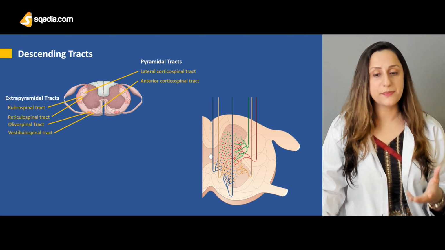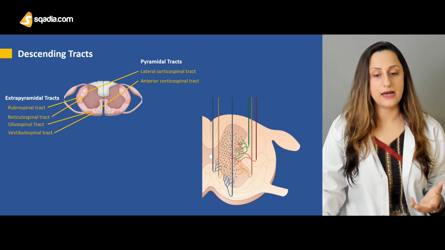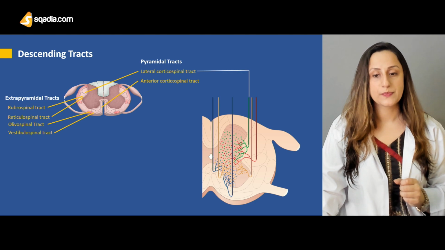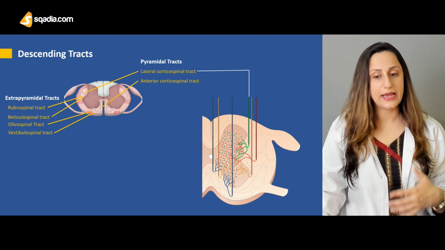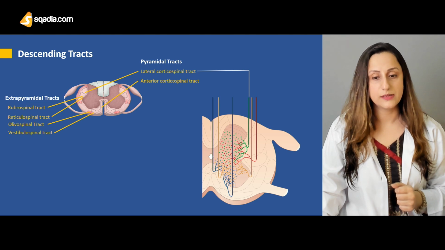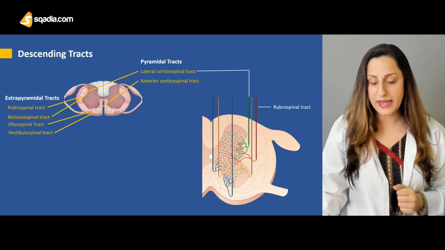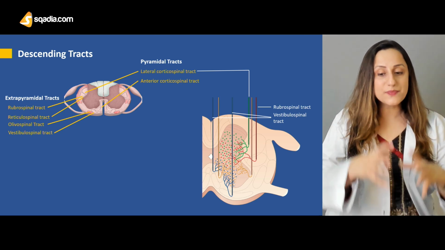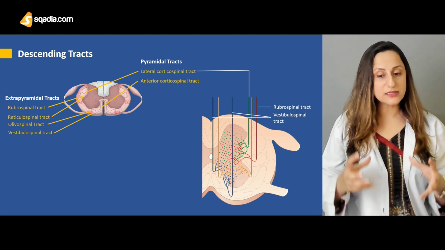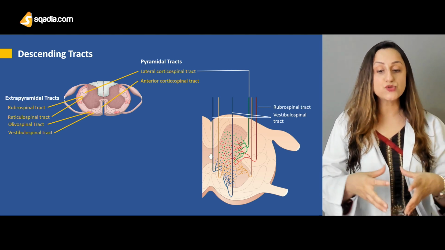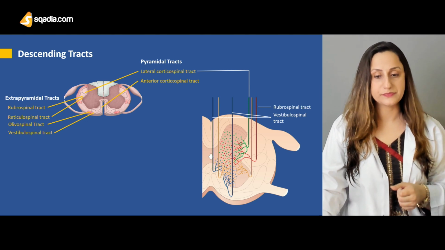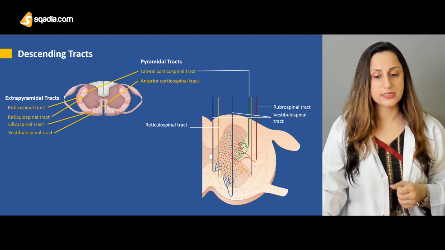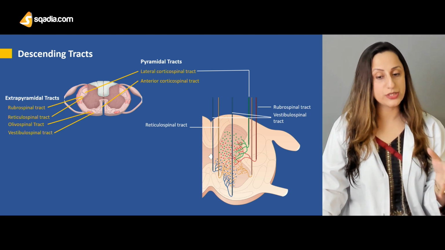So this depends upon the different tracts, and we're going to discuss all of these tracts in detail individually as well. This is the lateral corticospinal tract and how it descends down. This is the rubrospinal tract over here. And then we have the vestibulospinal tract. This is how the tracts descend down and enter the gray column over here. Then we have the reticulospinal tract, which is present more anteriorly and closer to the anterior median fissure.